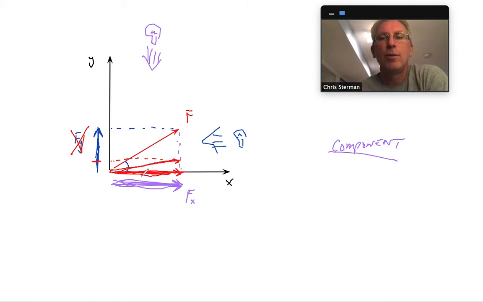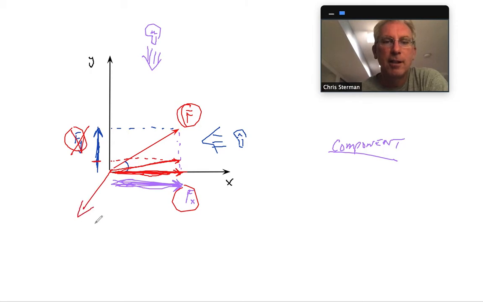Okay, so what do we do with this? Well, we need to figure out the relationship between the total and the two pieces. And I say two pieces because we could have a force in the z direction, but not in AP Physics. We're just going to stick to two dimensions. That's enough to handle at this point.